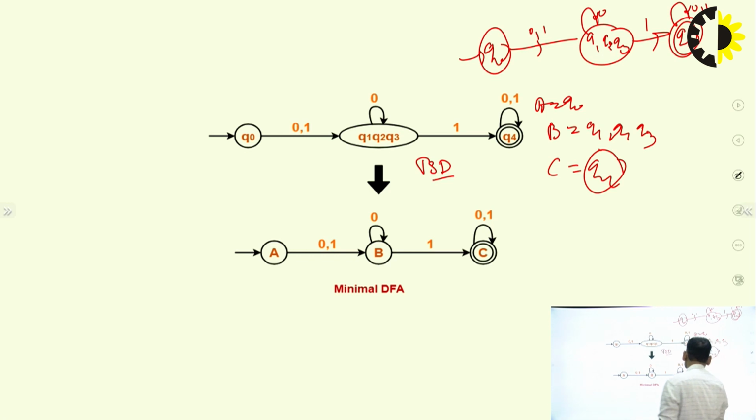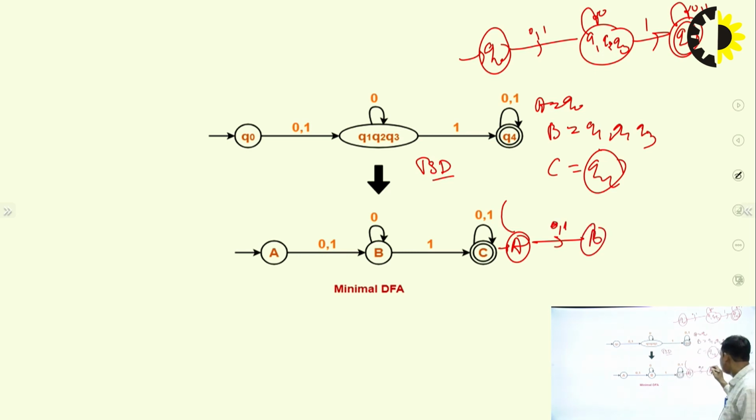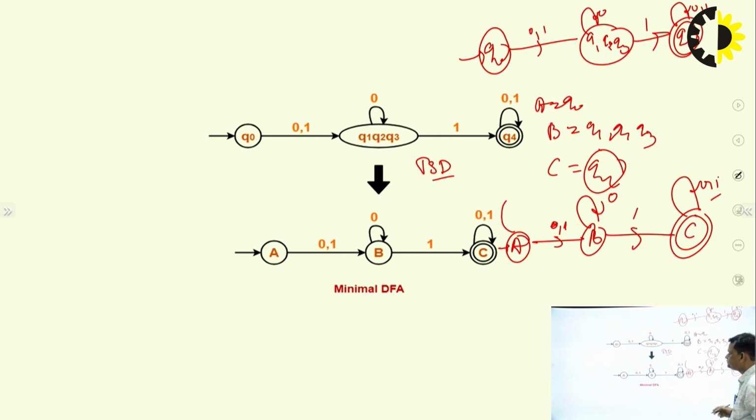This is the state diagram. A is the initial state, and on inputs 0 and 1 the next state is B. B is a non-final state, and on input 1 it goes to C, which is a final state, on inputs 0 and 1. This is the minimization of DFA, minimization of deterministic finite automata.